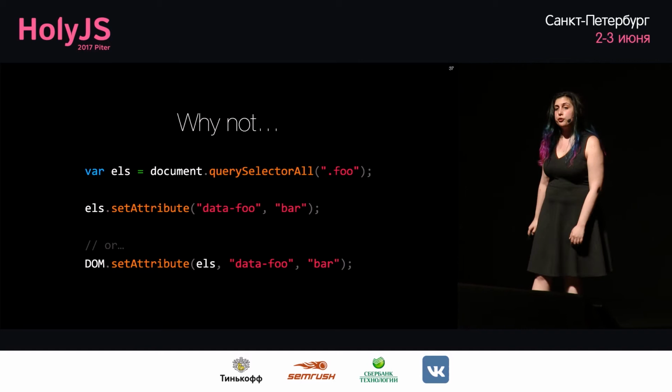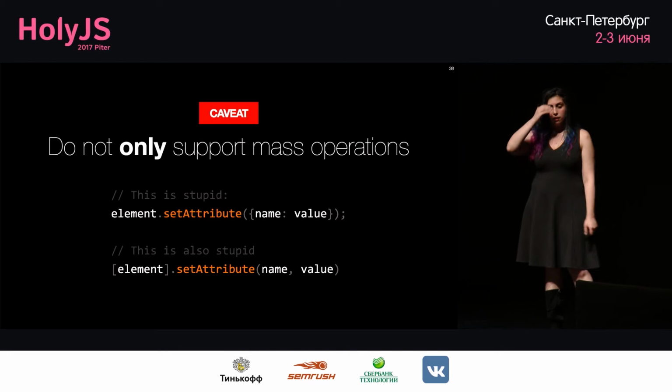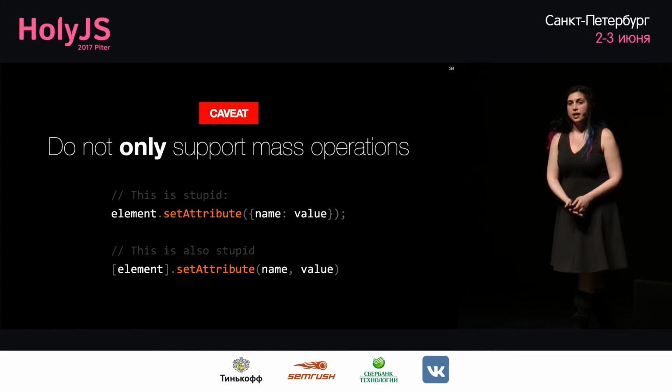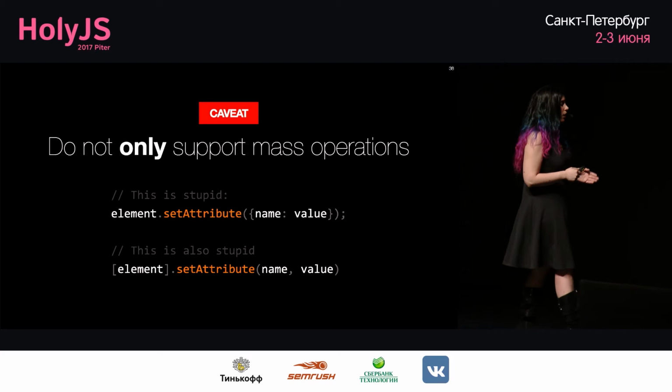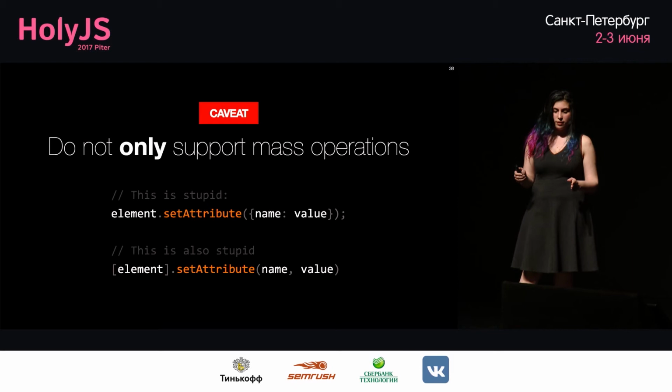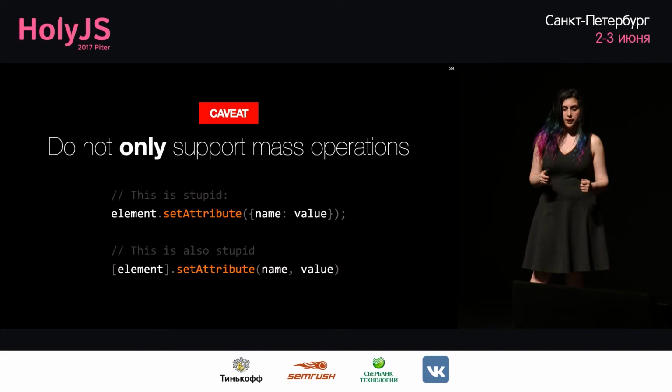We can't do this for set attribute, but you can do it for your own APIs. A caveat is that I've also seen in some APIs to not only support mass operations. It's great when you support mass operations, but I shouldn't have to convert my arguments to an object or an array if I only have one. If I only needed to set one attribute, I shouldn't have to convert it to an object literal. If I only had to set an attribute on one element, I shouldn't have to convert it to a collection.